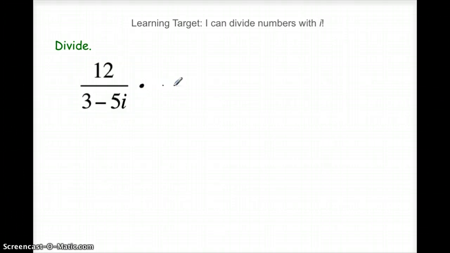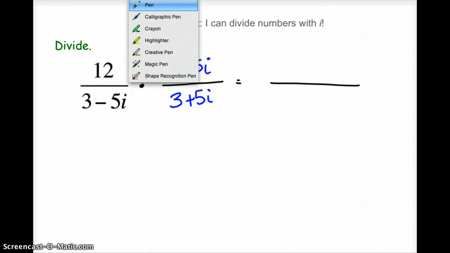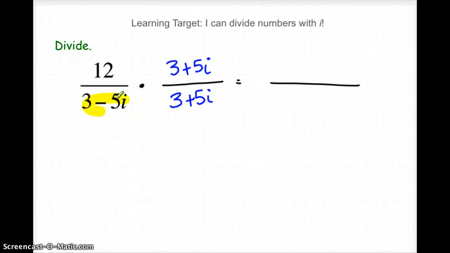So the process is very similar to our radicals. We're going to do a special fraction that's going to be made up of the conjugate of the bottom. So we've done this with radicals already. It's going to be 3 plus 5i over 3 plus 5i. I'm going to start by multiplying the denominators. Let me highlight them just so I know which ones I'm dealing with. I'm dealing with this one times this one.